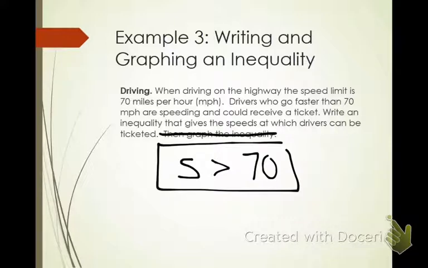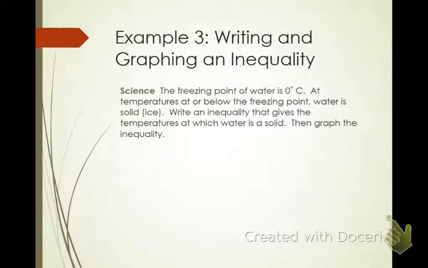All right, so you think you can do one? Okay, so let's look at another scenario. In this scenario, the freezing point of water is at 0 degrees Celsius. At temperatures at or below that freezing point, the water turns to solid, or ice. So I want you to write an inequality that gives the temperatures at which the water is a solid.